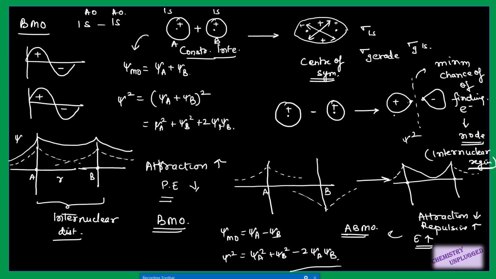So in this way we will have our anti-bonding molecular orbital. And if you try to find the center of symmetry in it, there is no center of symmetry. So we will denote it by sigma u, ungerade, or we can write it like this. Okay, so we can represent it in this way.